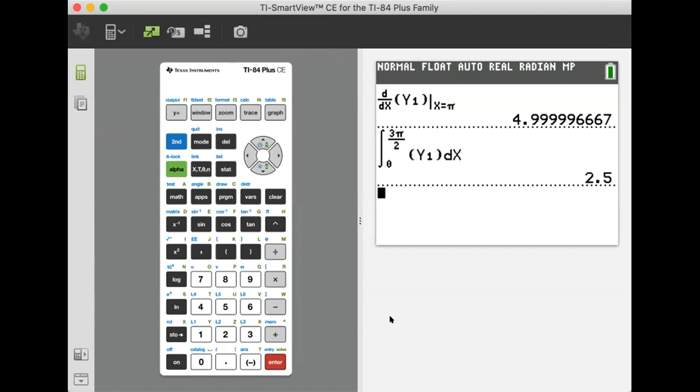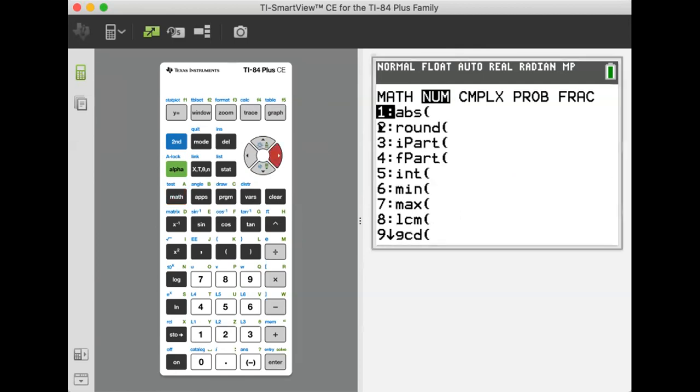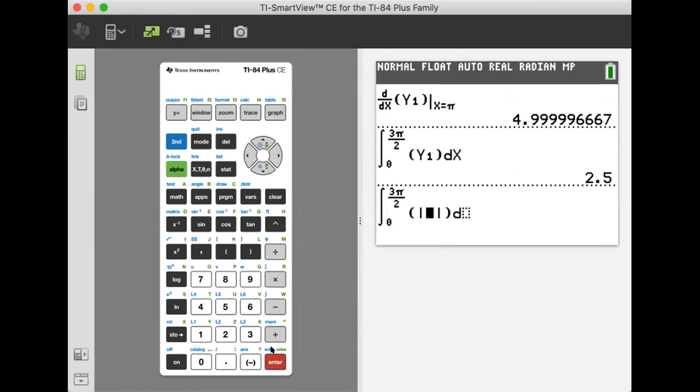Okay, so now let's do the distance traveled. So we need the absolute value bars. So I need math 9 again. It has the same bounds from 0 to 3 pi over 2. Look up here. The absolute value, in case it's been a while, I'm going to go to math, num, and then ABS. And it will put in the absolute value bars.